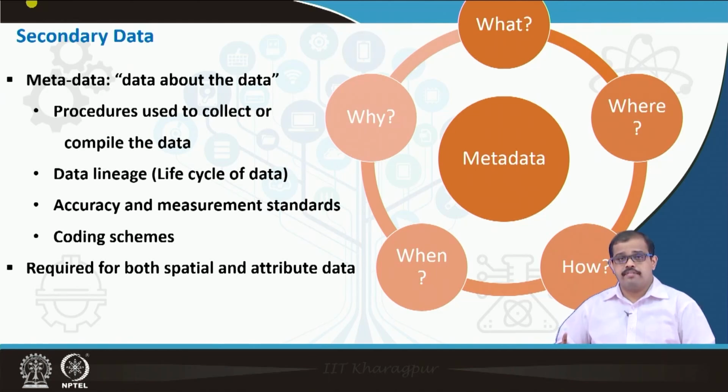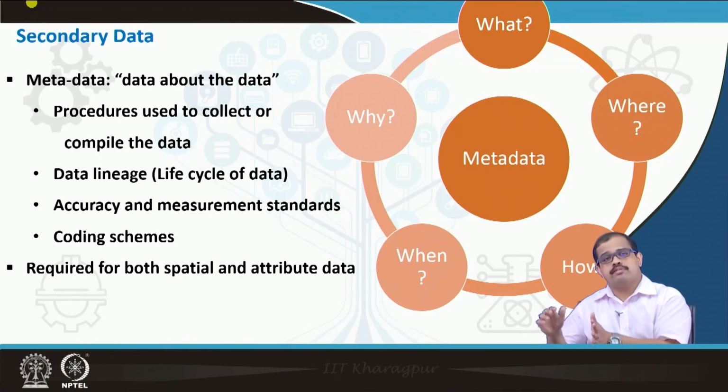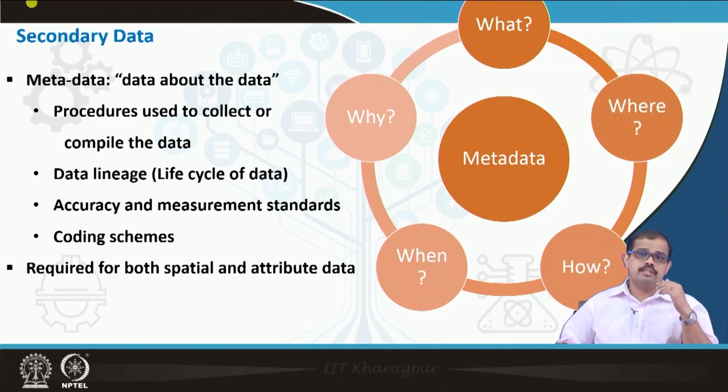As I previously said, metadata is the data about the data. So, first, what is the procedure that this particular data has been used to collect, different procedures, whether it has been used in the form of sampling or what kind of sampling has been used. Then data lineage, for example, life cycle of that data, how it started, how it has been converted into different forms. Now, what is the way of representation, so that you should know. Then accuracy and the measurement standards, this is also extremely important, what kind of accuracy it has.